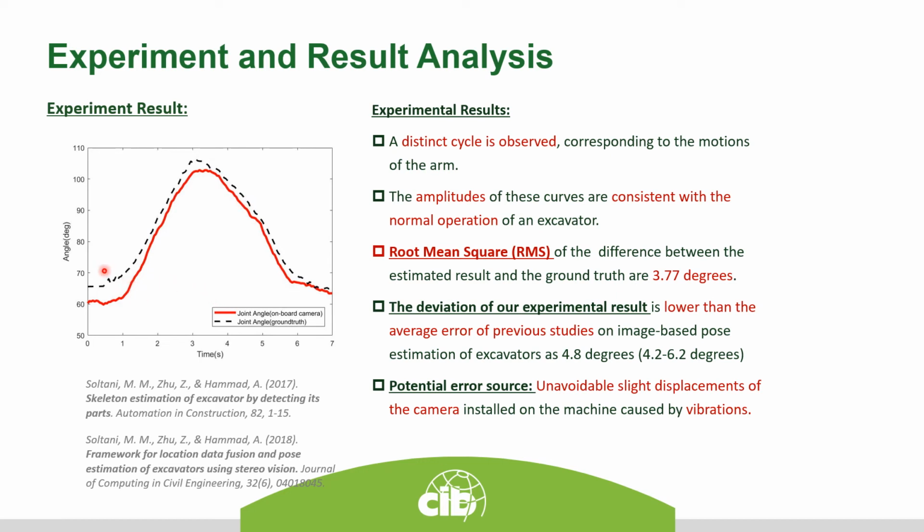And then we can see the deviation of our experimental results is lower than the average error of previous studies or some related work in this area. Then we can infer the potential error source. This unstable estimation may come from the unavoidable slight displacement of the camera installed on the machine caused by the vibration of the machine here.